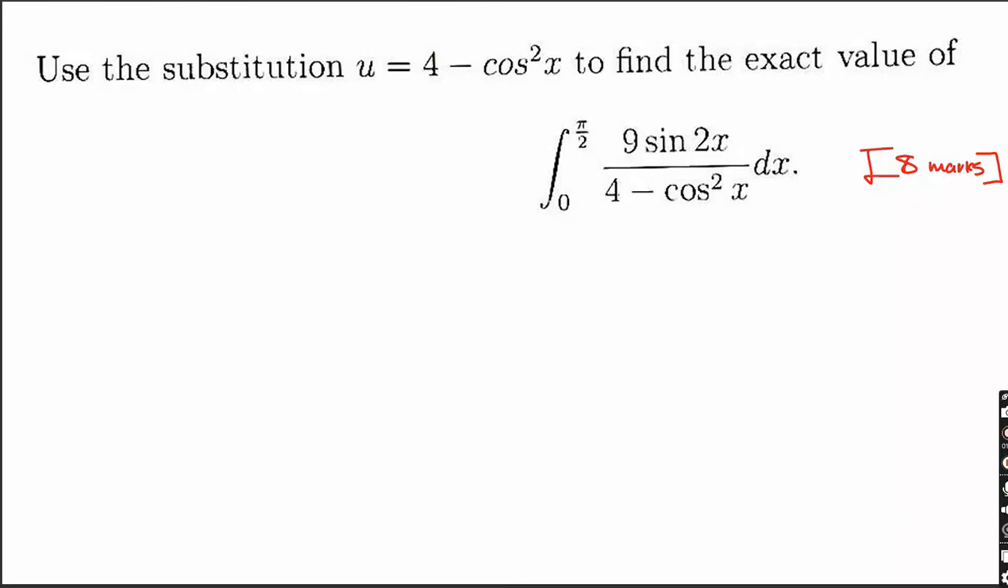They even tell you to say, let u be what? Let u be 4 minus cos squared x. So what you can write for you to make the differentiation very simple, you're going to say 4 minus, and this can also be written as cos x now squared. So how can we find du dx?